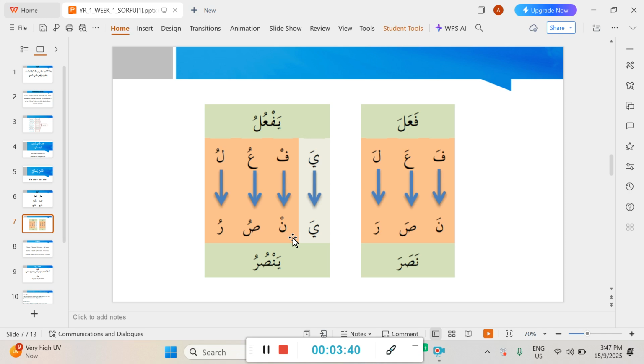Okay, let's look at the mudari. This one is for madi position, while this one is for mudari position. If we say madi, it means past tense, and if we say mudari, it means present tense. So yansuru: ya goes with ya, nun with fa, sad with ain, ra with lam. Yansuru.